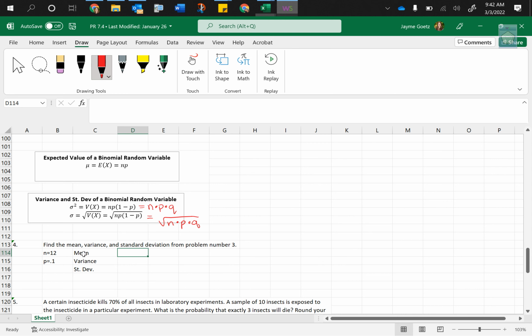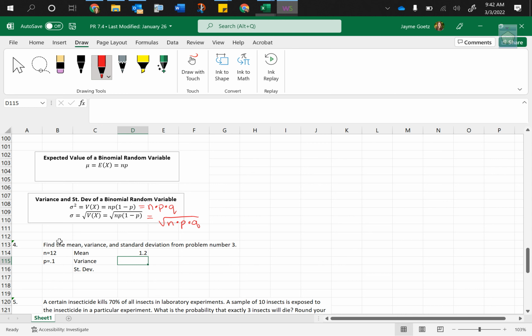So to find the mean, it says we want my n value times my p value. So that's going to equal, what is my n value? 12 times what is my p value? 0.1. And that gives me an expected value of 1.2. That means in the long run, about 1.2 plots will be profitable on average.